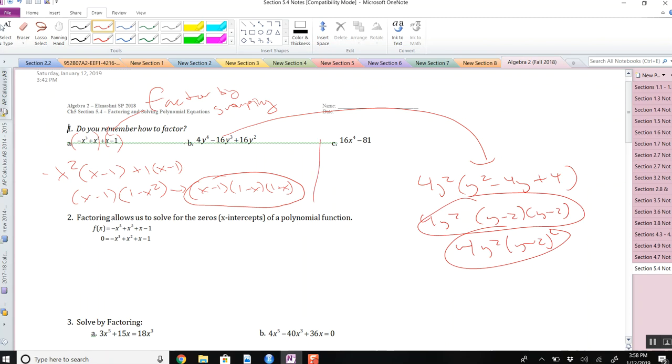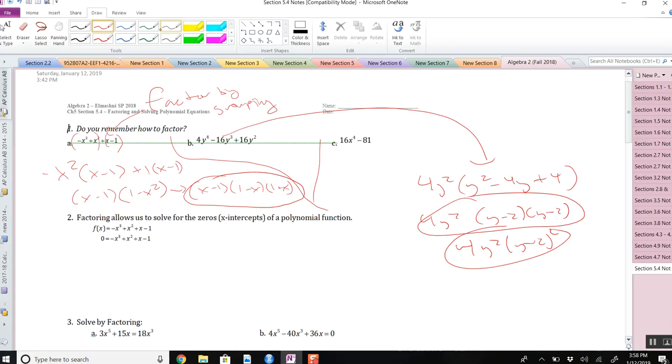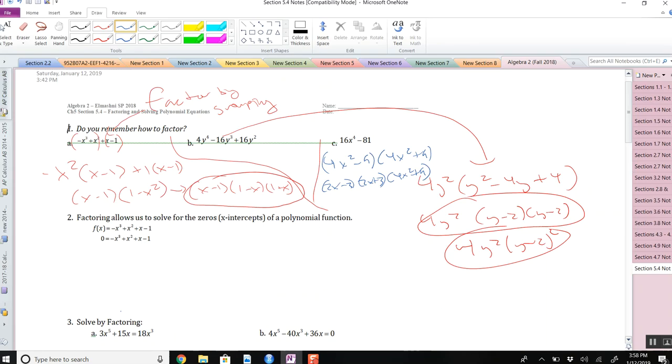We have 2 terms. We look for common factors, which I don't see there. But it does represent a difference of 2 squares, because 16 and 81 are both perfect squares and there's a minus in the middle. So it's 4x squared minus 9 and 4x squared plus 9. Then factor the 4x squared minus 9 further, there's 2x plus 3, 2x minus 3. But there's no such thing as a sum of 2 squares. You can't really break that down any further. But a difference of 2 squares we have the luxury of breaking down: a minus b times a plus b.